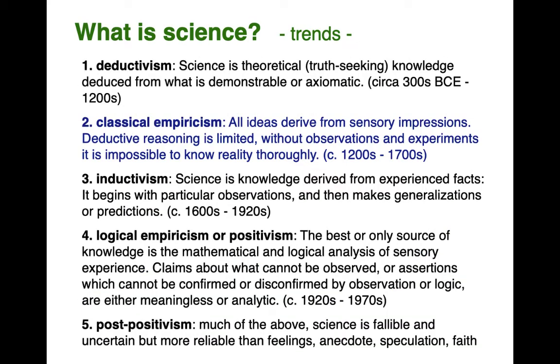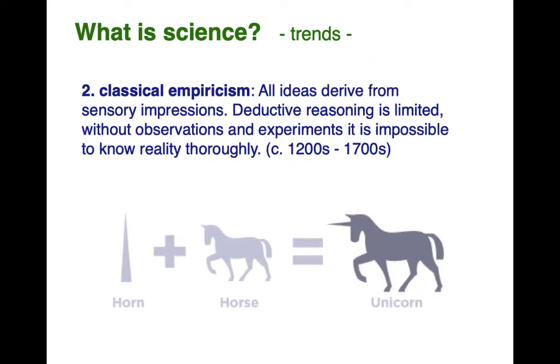Moving on, the second trend is something I'm going to call classical empiricism, where classical empiricism is roughly all ideas derived from sensory impressions. Deductive reasoning is limited. Without observations and experiments, it is impossible to know reality thoroughly. So what we add to syllogistic logic is observations and experiments. I can think the idea of a horn and the idea of a horse together and get a unicorn. This doesn't prove they exist, but I can get the idea of a unicorn from my experience of horses, my experience of horns.